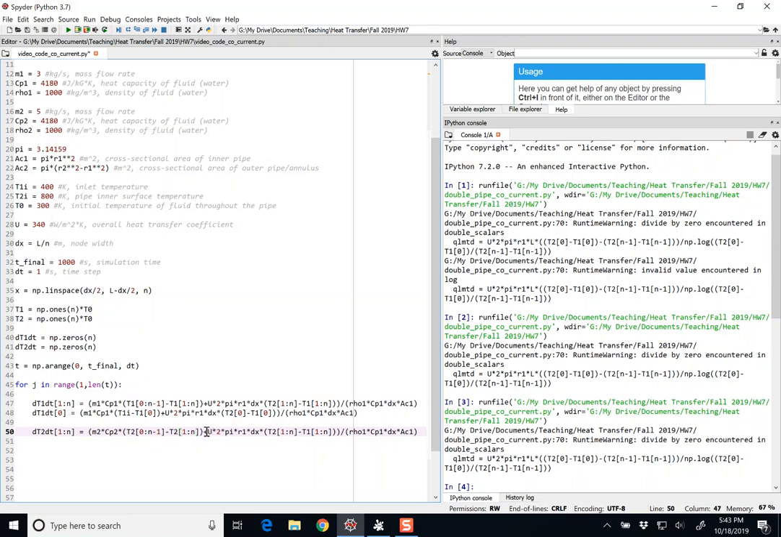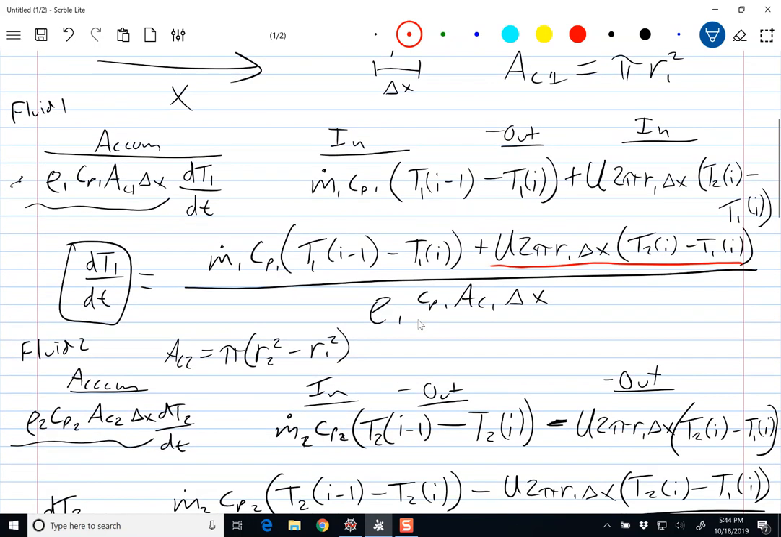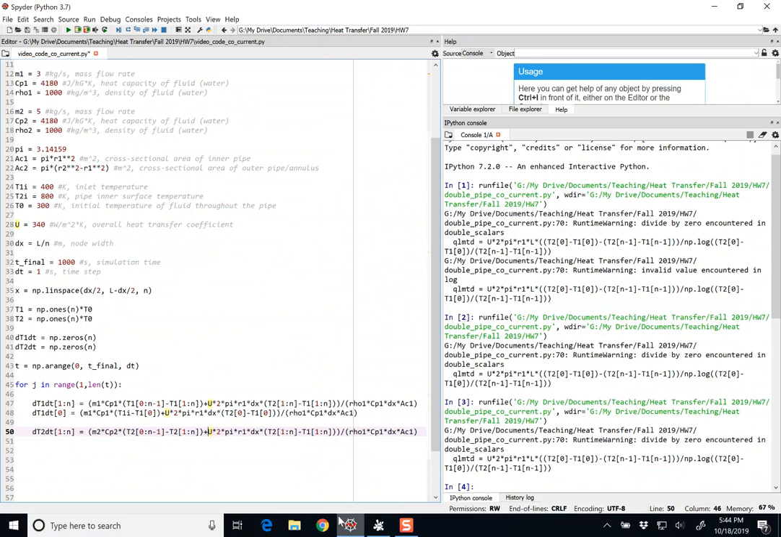This term is still very similar. That heat is leaving this outer fluid and going into the inner fluid. So the term is identical except for the fact that it's leaving that outer fluid, so we're going to put a negative on there. Otherwise, everything is still the same. Our denominator, however, is different. So we have rho 2, CP2, and cross-sectional area 2.